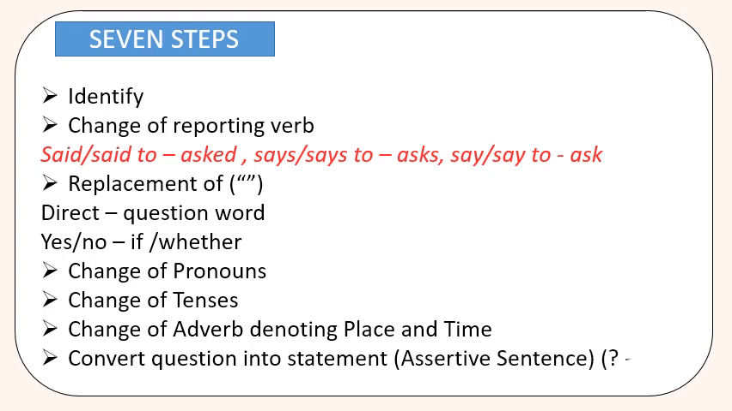Means when we are changing an interrogative sentence from direct to indirect speech, we have to change the question statement into an assertive statement. Remember one thing: you have to replace the question mark with a full stop. So now let us see an example to clarify all 7 steps.